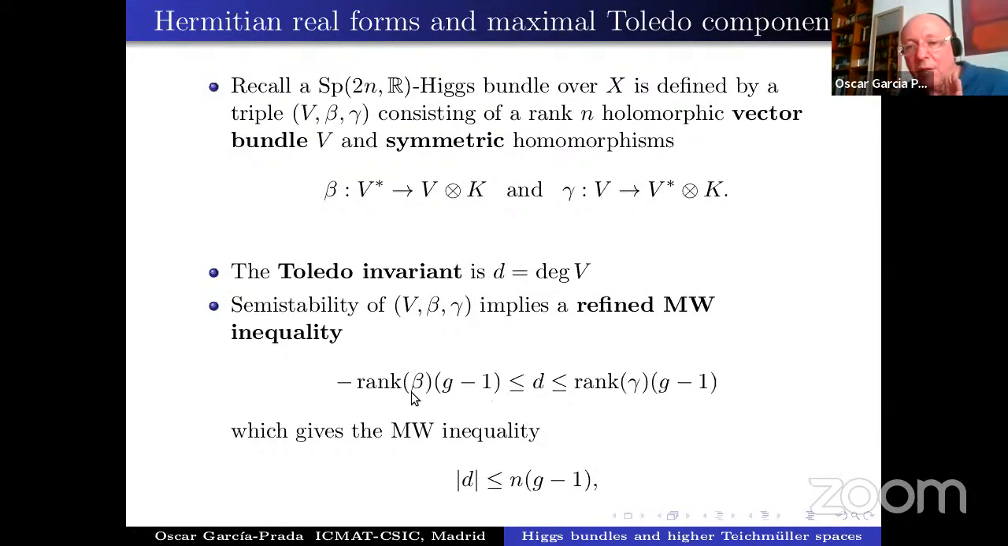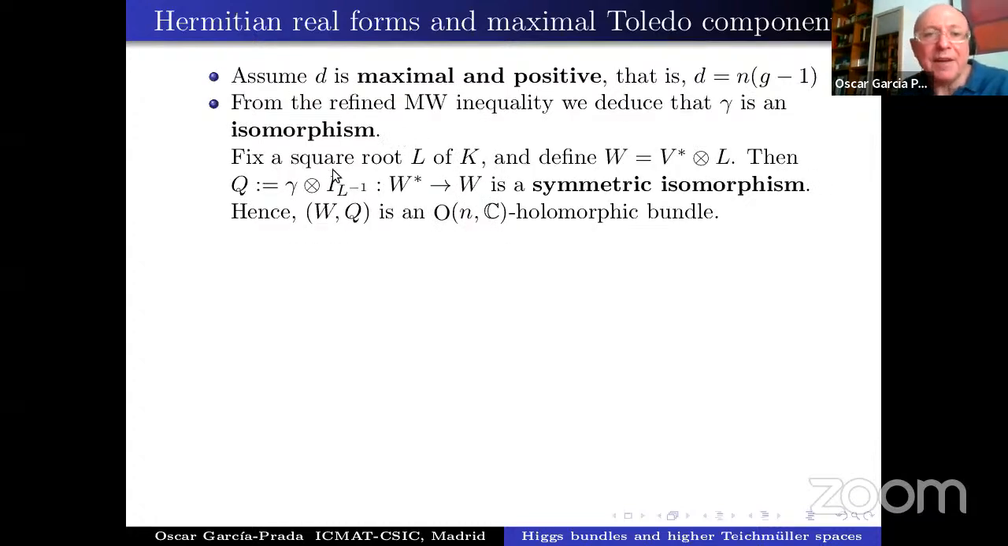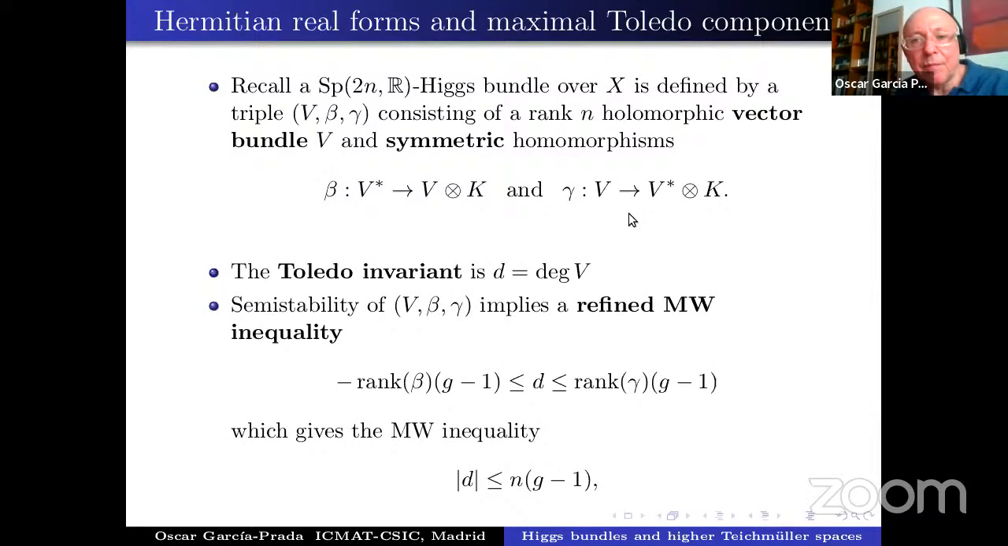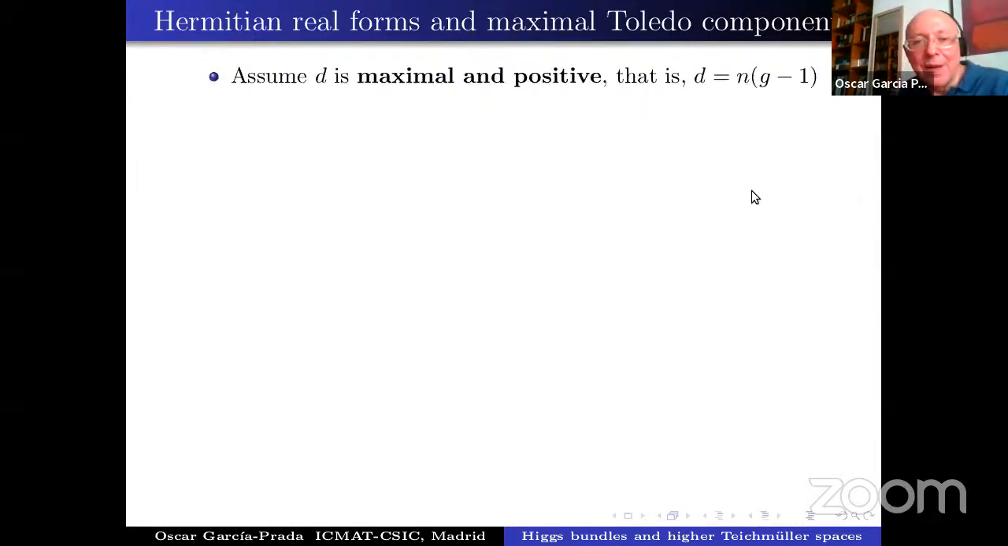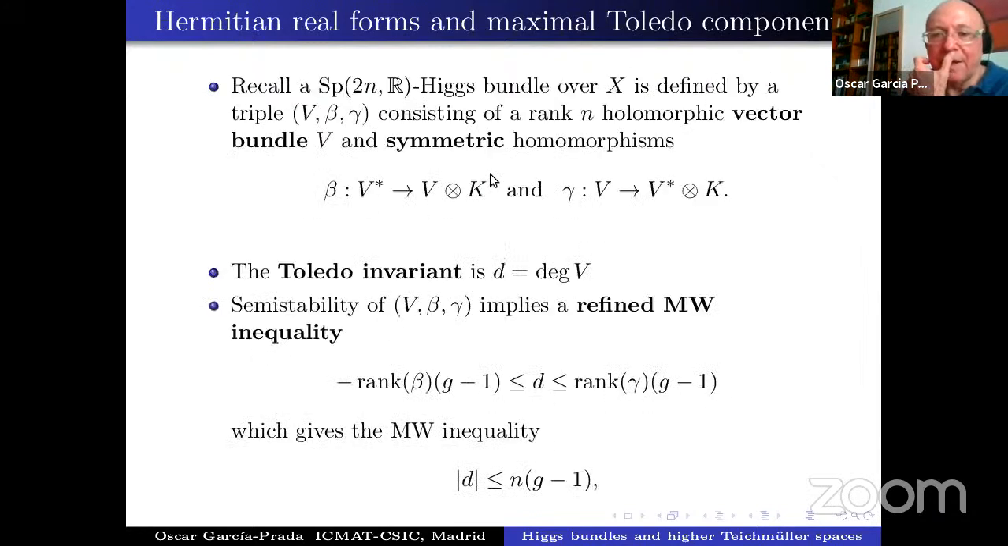And this more refined inequality is the key to deduce the following: if we assume that d is maximal, that was the interesting case, say positive, something similar happens for negative, then by just inspecting this refined Milnor-Wood inequality, you deduce that gamma has to be an isomorphism of vector bundles. I leave this as an exercise for you. It's very easy. It follows from the values of the ranks, and you cannot have torsion in the quotient. So we have an isomorphism. Gamma is an isomorphism, and because it is symmetric, you would like to say that it's like an orthogonal structure on V, except that we have a twisting by K.